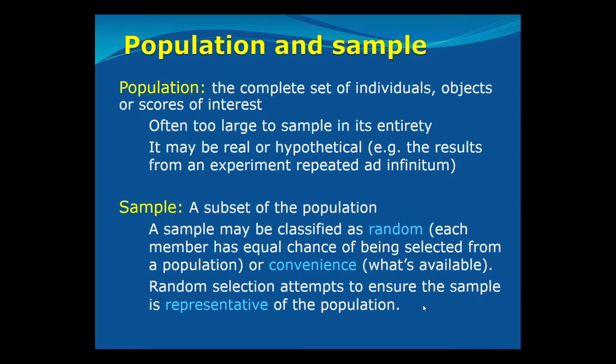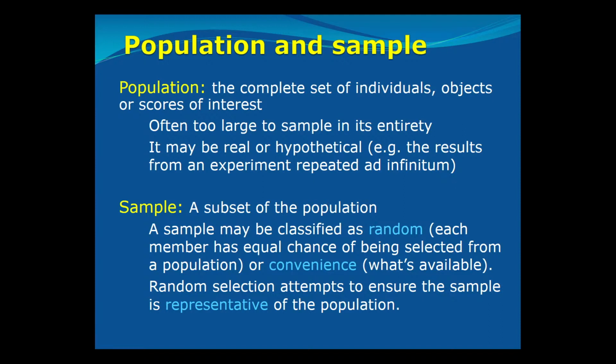Look at the definitions: population and sample. Population: the complete set of individuals, objects, or scores of interest. As usual in medicine, we investigate patients or different effects, often too large to sample in their entirety. It may be real or hypothetical. The results from an experiment repeated ad infinitum.